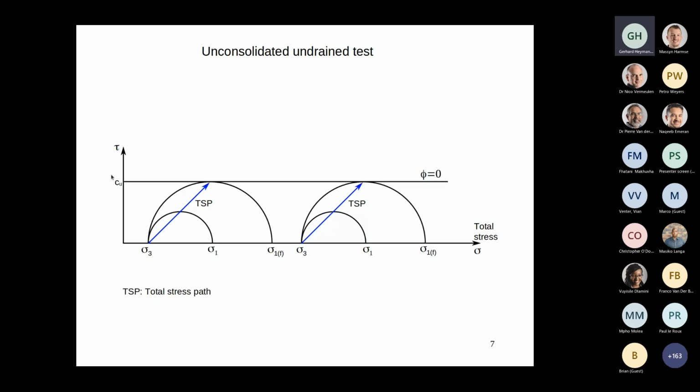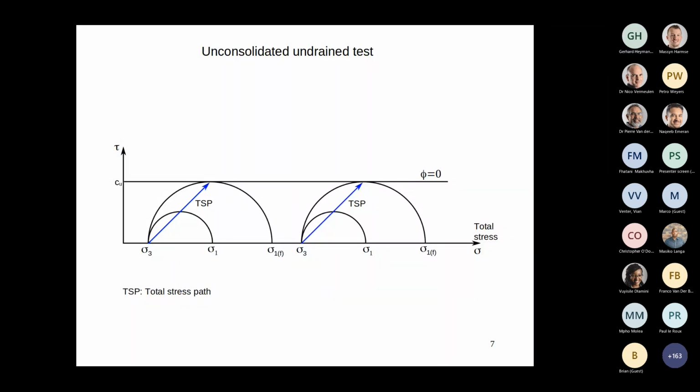And the answer is because what we're plotting here are total stresses. If we did measure the pore pressure and plotted the effective stress Mohr circles, they would all plot on top of each other. The strength of the soil in all conditions is the same because they have the same effective stress.